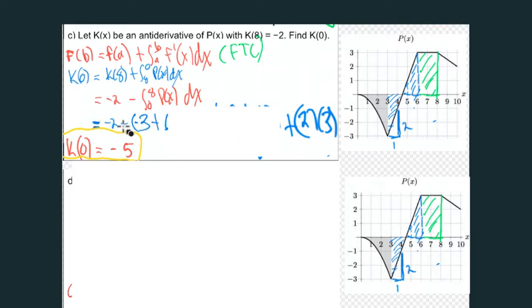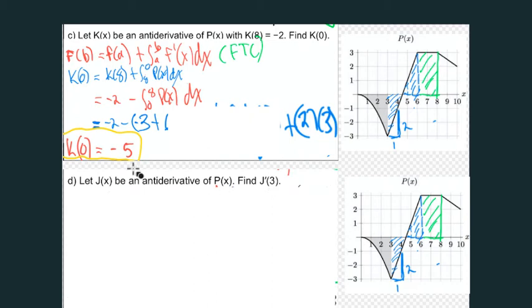So it's -2 minus -3, which is -5. So k at 0 is -5. Again, that's a fundamental theorem question. How did I recognize that? K of x is an antiderivative, and k at 8 equals -2. So if they're telling me something's an antiderivative, it's area under the curve, and then I have a given point, and that's when I use the fundamental theorem of calculus.